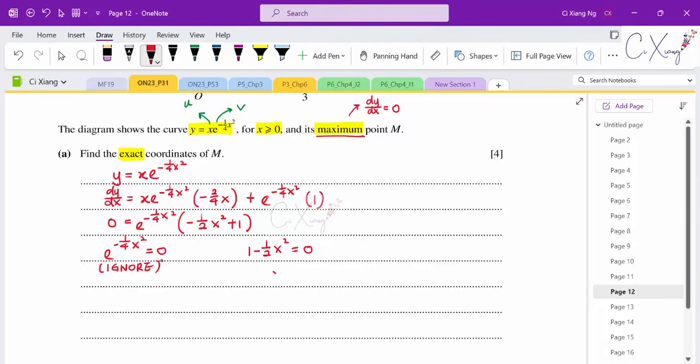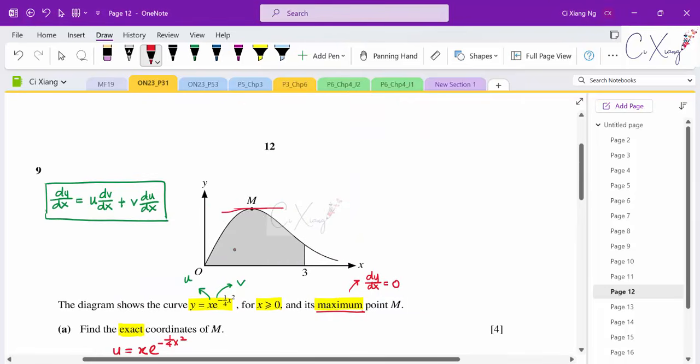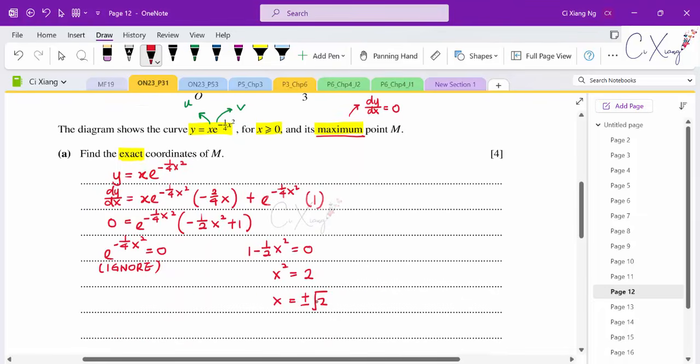Then we can focus on the second equation and solve for the value of x. We have x squared equals to 2, and from that you get x equals plus minus square root 2 when you take the square root. But if you look at the question or the diagram, they already tell you very clearly that we only consider x greater than or equal to 0. The m is on a positive x. Therefore, when solving the equation, you can ignore the negative sign. So my x is positive square root 2.